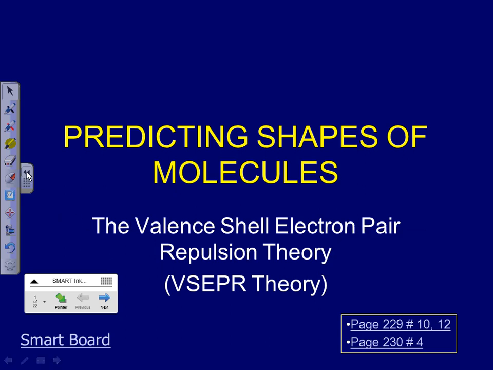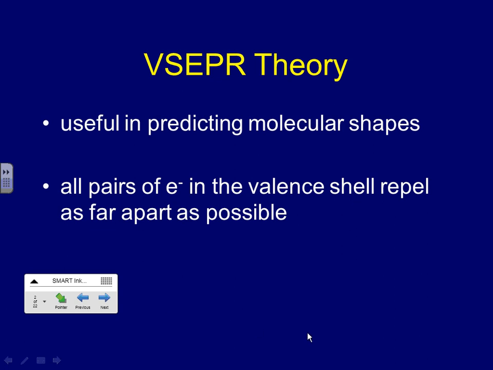Before we get going on looking at the shapes themselves, I do want to explain what VSEPR theory is. And we say VSEPR as chemists. It really isn't even close to being VSEPR. It's more like, I don't know, valence shell electron pair repulsion theory.